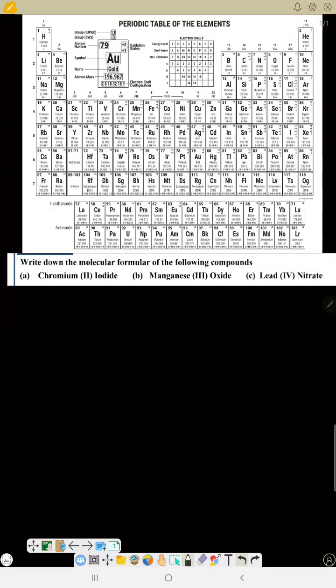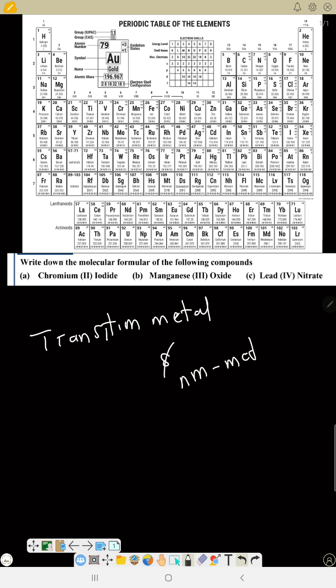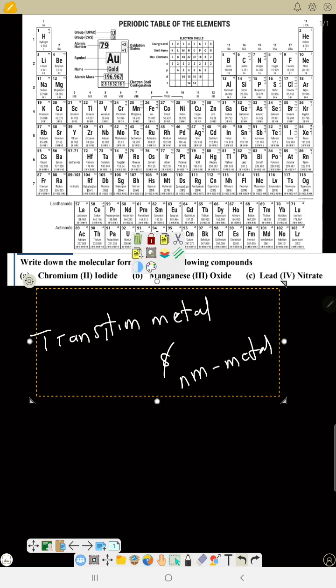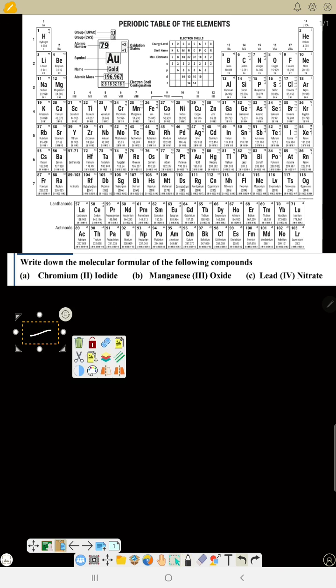So now let's see how to write a chemical formula for transition metal and non-metal. So what are the transition metals? They have more than one valency.